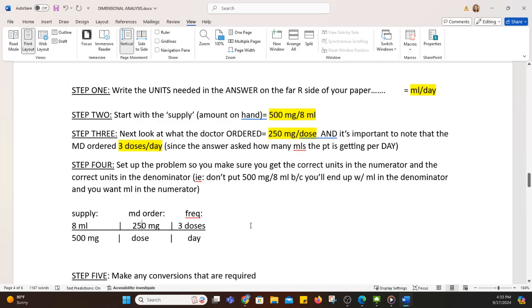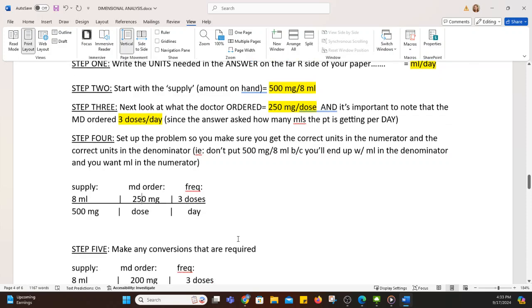Set up the problem so you get the correct units in the numerator and the correct units in the denominator. Remember, we need mils per day, so we better, with this supply, put the mils on the top and the milligrams on the bottom. For the doctor's order, because we want these things to cross out, we're going to put the milligrams on the top and the dose on the bottom. But we don't want our answers in mils per dose, we want it in mils per day. So somehow, we also have to make sure we get to how many doses per day, and we found out it was 3, so we'll put 3 doses per day.